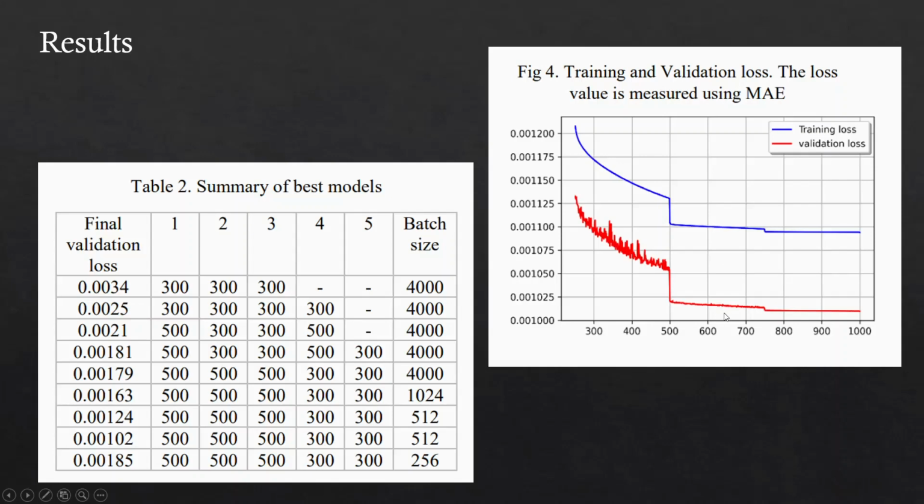Maybe one reason could be that at first, the validation loss was higher than the training loss. But here, the reason could be that the validation loss is measured when the epoch is done, when the training is done, but the training loss is measured during training. One reason could be that.